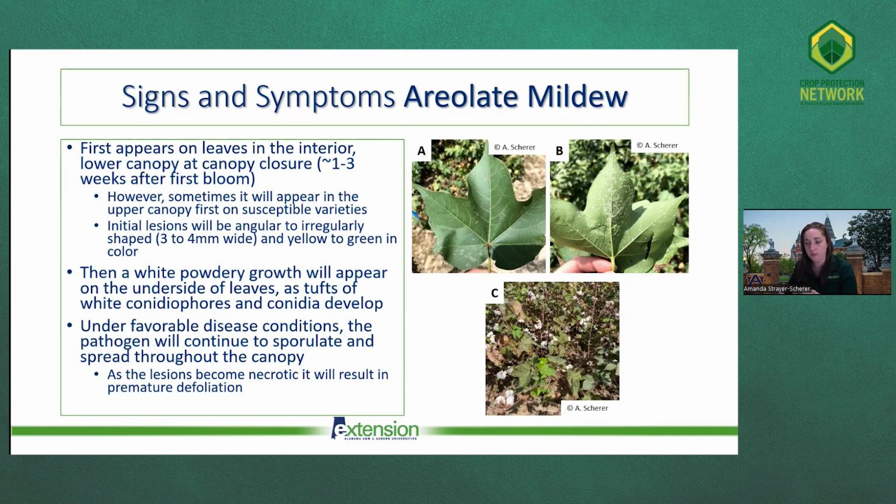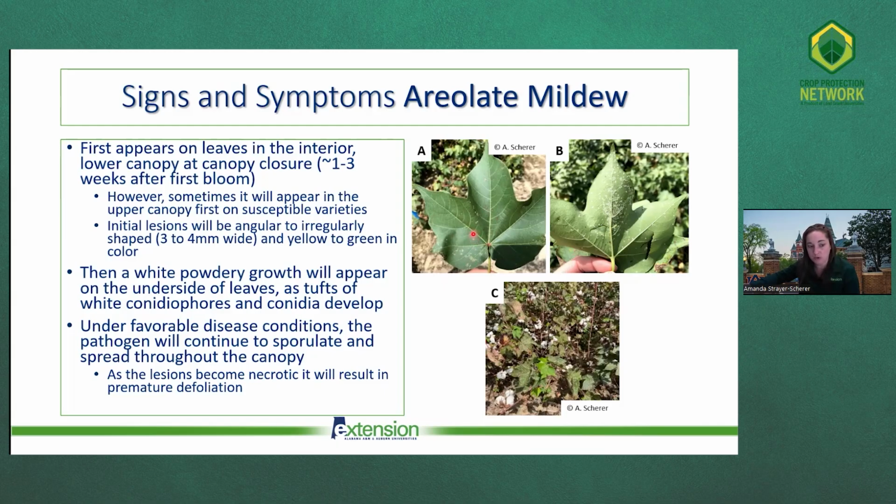It'll appear on susceptible varieties like Delta Pine 2127 or Delta Pine 1646, kind of in that upper canopy first and then move downwards. But regardless of where it first shows up, those initial lesions are going to be what's kind of pictured here in figure A. The initial lesions will kind of be angular to irregularly shaped, approximately 3 to 4 millimeters wide. So we're talking very small lesions that will be yellow-green in color.